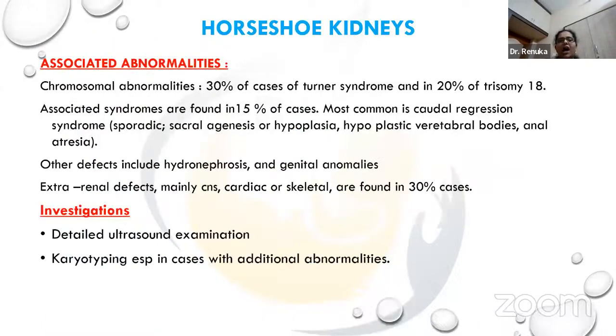We all know that horseshoe kidney is associated in about 30% of cases with Turner syndrome and 20% of cases with trisomy 18. And syndromic association is also seen very commonly with horseshoe kidney. So once you identify a horseshoe kidney, it is mandatory to ask for invasive testing.